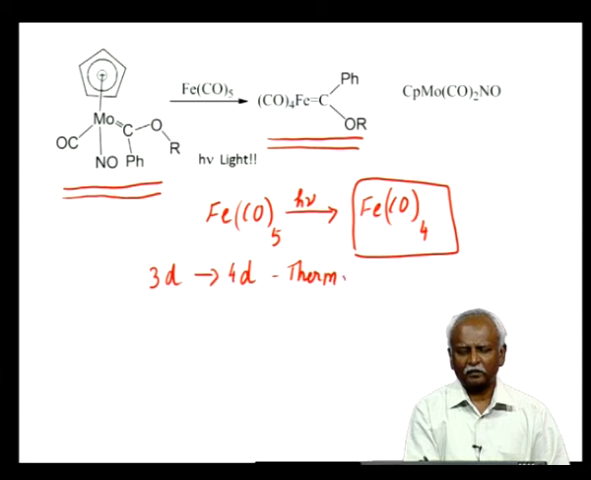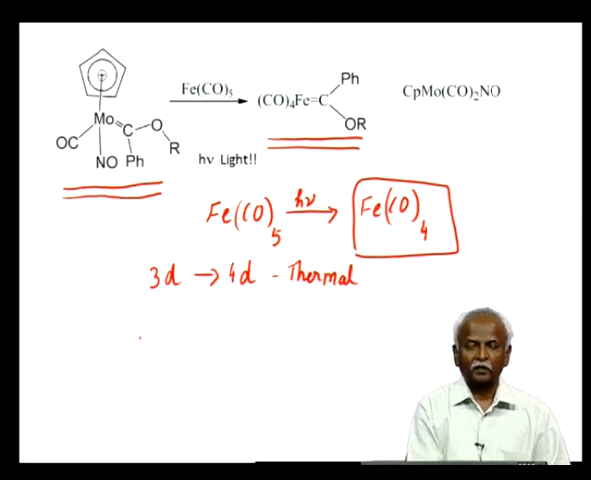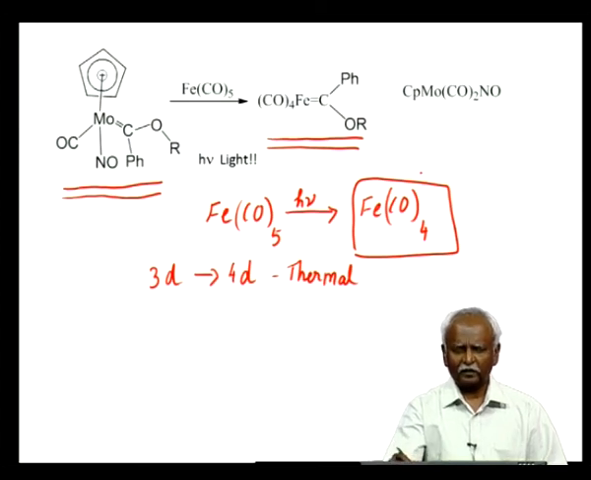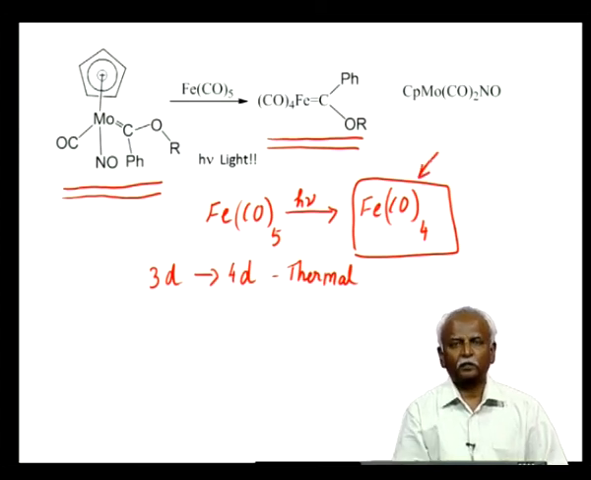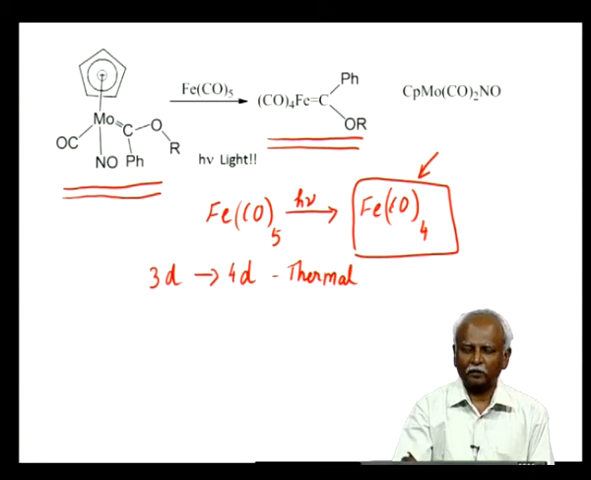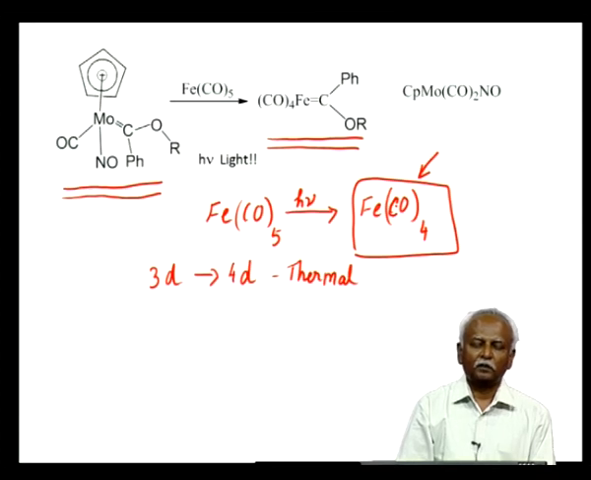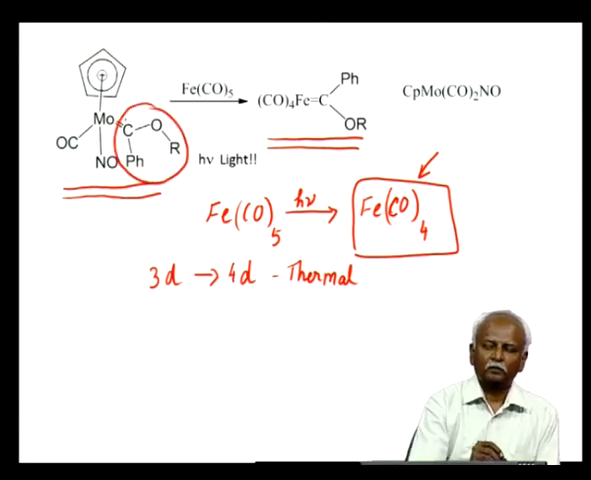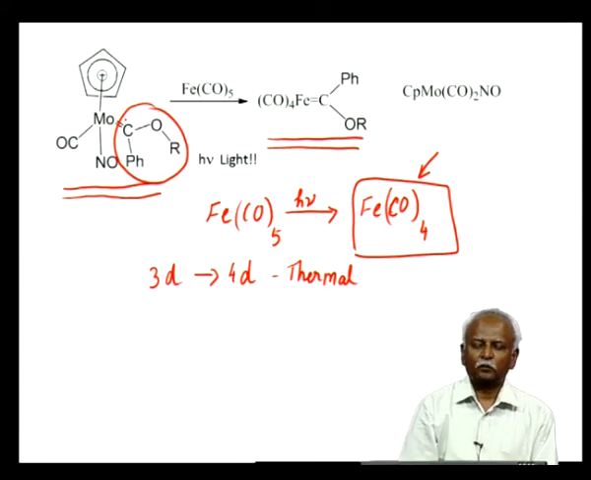In thermal reactions, this is what you would expect, but because we are having a photochemical reaction, we are generating extremely reactive coordinatively unsaturated carbon monoxide ligated species, which is FeCO4. This FeCO4 is able to grab the most weakly held carbene, which is coordinated to the molybdenum, and form a nice new complex which has got iron coordinated to the carbene.